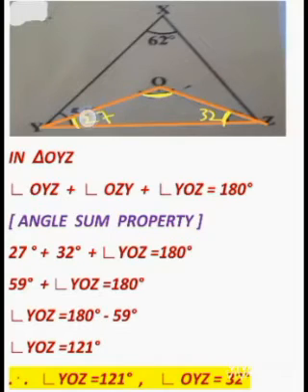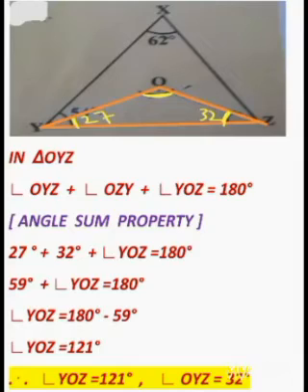So, OYZ how much did you get? 27 degrees, plus OZY you got as 32 degrees, plus angle YOZ is equal to 180 degrees. So, 27 plus 32 degrees is 59 degrees. 59 degrees plus angle YOZ is equal to 180 degrees. Now, let us transpose 59 to the other side. So, angle YOZ is equal to 180 degrees minus 59 degrees. So, angle YOZ is equal to 121 degrees.